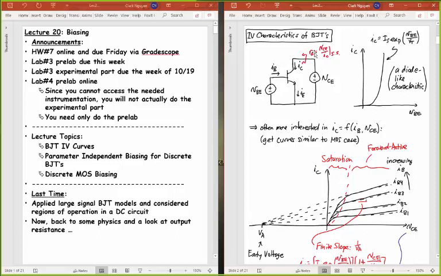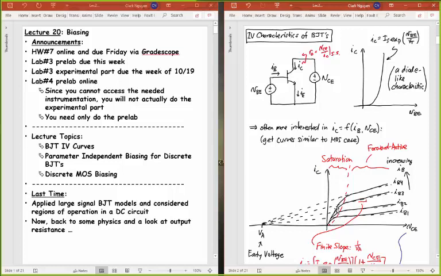And again, we're interested in that because that determines the output resistance of our device later on. And if you plot that versus different values of base current, then you see a curve that looks a lot like the MOS curves that we have. Okay, so it goes up and then stops.